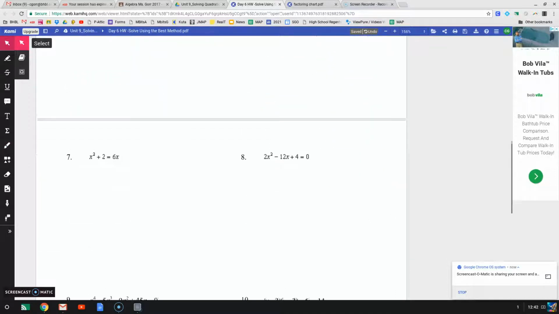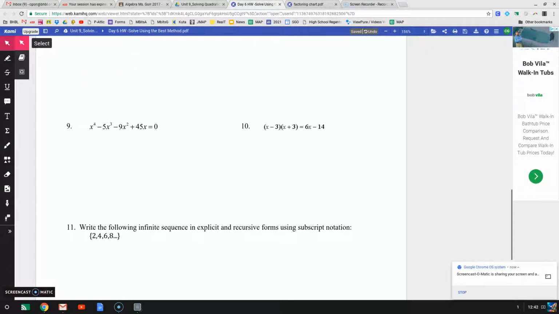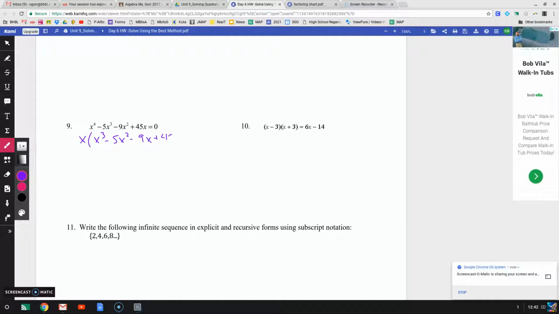Let's skip down to 9. Okay, question 9. The first thing I'm going to ask myself is, is there a GCF? So I'm looking at all 4 of my terms here, and I'm going to factor out a GCF, leaving me with x to the third minus 5x squared minus 9x plus 45 equals 0. Now, I have a problem here. I have too many terms for my quadratic formula. I can't do it. So what I'm going to do next is think about how, if any, I can factor this problem.